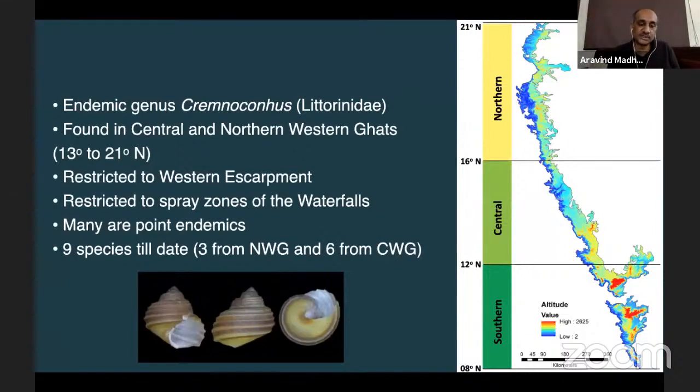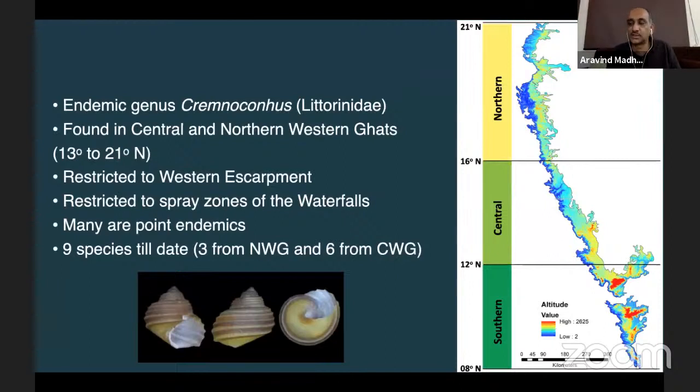And many species are found only in one waterfall. If you go to a western slope waterfall, you might get this species, and only that waterfall will have that species and nowhere else on this earth. That's why they are called point endemic. If you do anything to this one waterfall, you will wipe out this particular species from the face of the earth. They are so endemic.